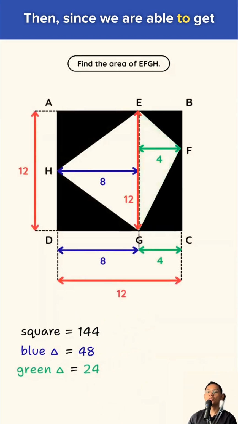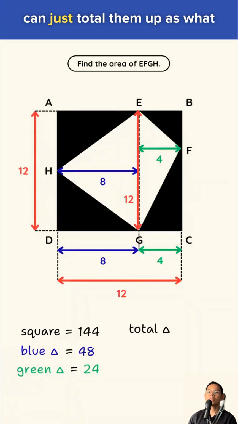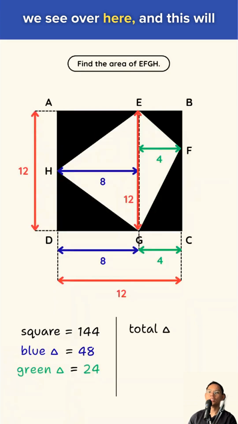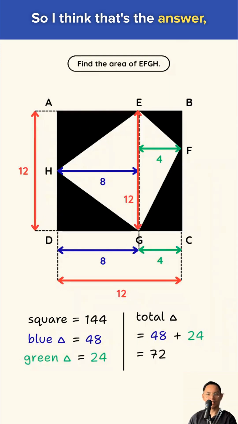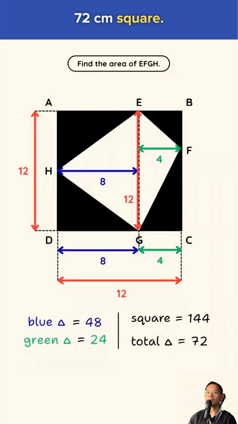Then since we are able to get these two triangles, the blue and the green one, we can just total them up as what we see over here. And this will give us 48 plus 24, and this will give us 72 centimeters square. So I think that's the answer, right? 72 centimeters square. If you say 72, then you're right.